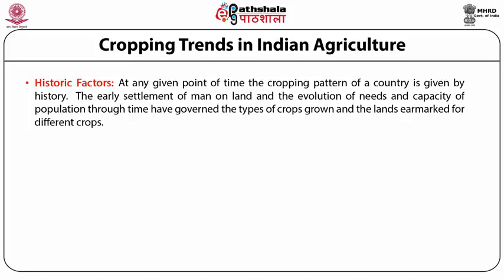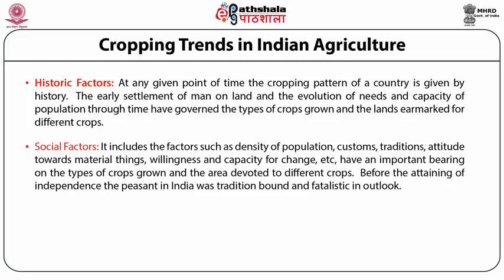Second important factor is the social factors. It includes factors such as the density of population, the customs, traditions, attitude towards material things, willingness and capacity for change, etc., which have an important bearing on the types of crops grown and the area devoted to different crops. Before the attaining of independence, the peasant in India was tradition bound and fatalistic in outlook.